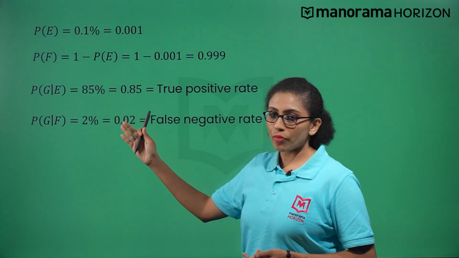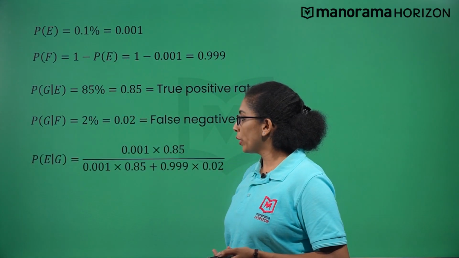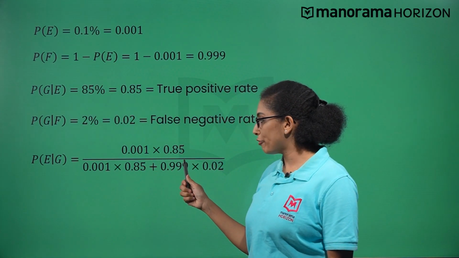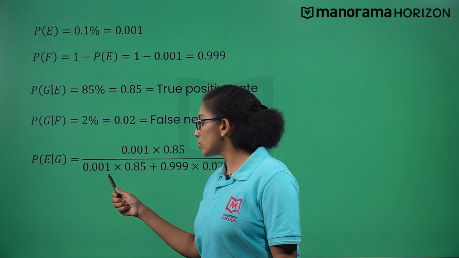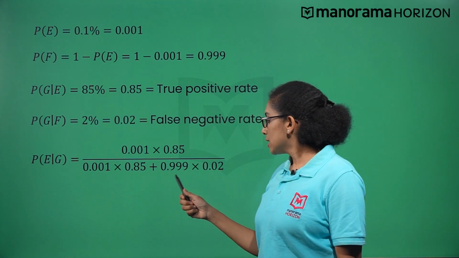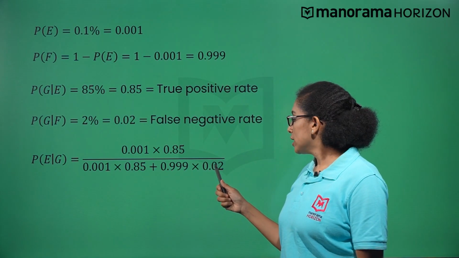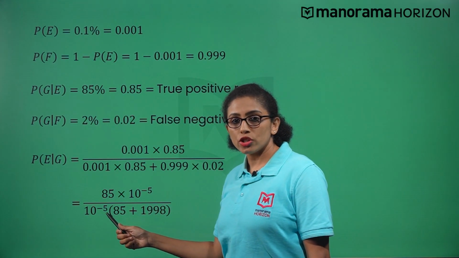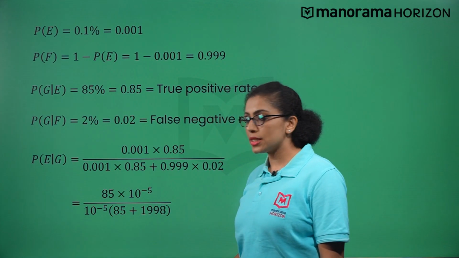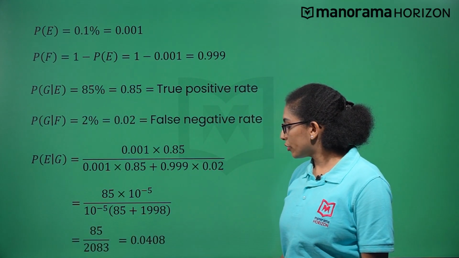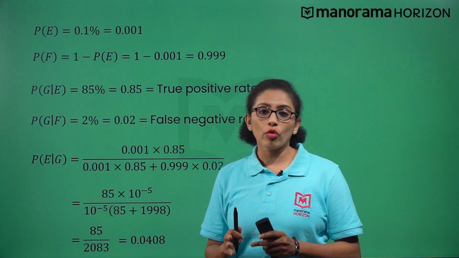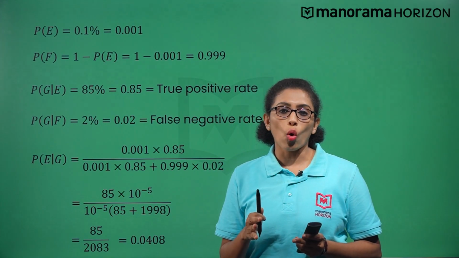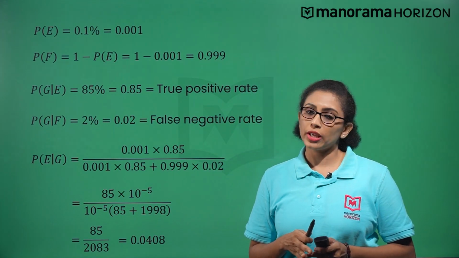Now, substitute all these values in the Bayes' theorem equation. We get P of E given G is equal to 0.001 into 0.85, the whole divided by 0.001 into 0.85 plus 0.999 into 0.02. Now, rearranging, we get 85 into 10 raised to minus 5 divided by 10 raised to minus 5 into 85 plus 1998. On solving, we get the final answer as 0.0408. So, the probability that a person selected at random actually has COVID, given that he is tested COVID positive, is 0.0408.